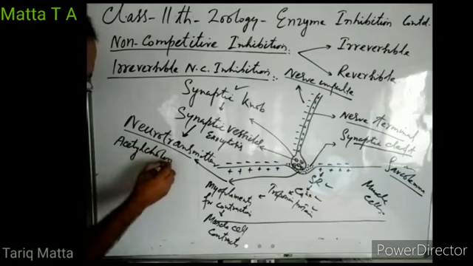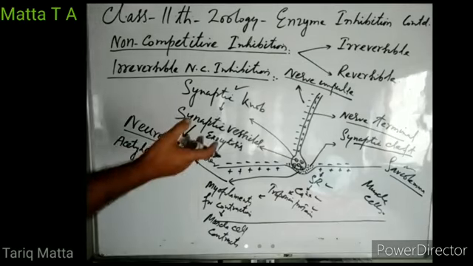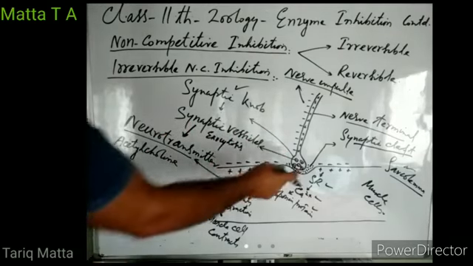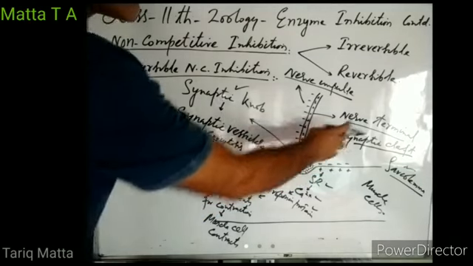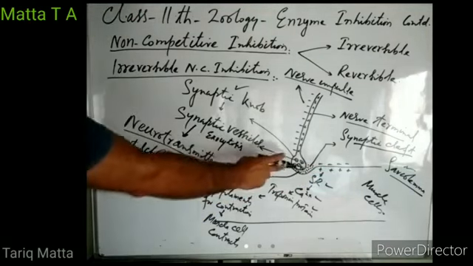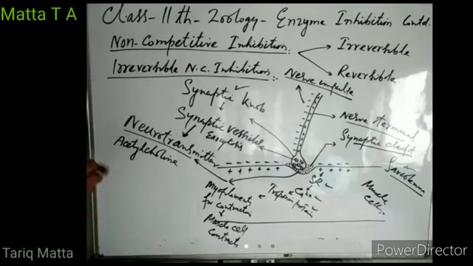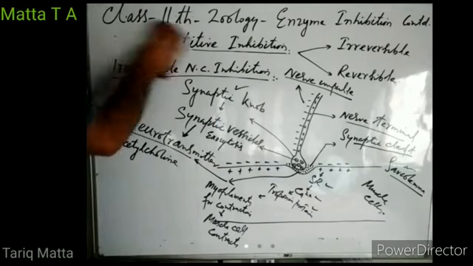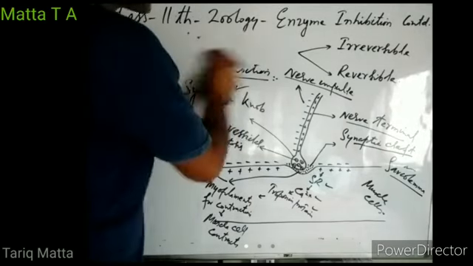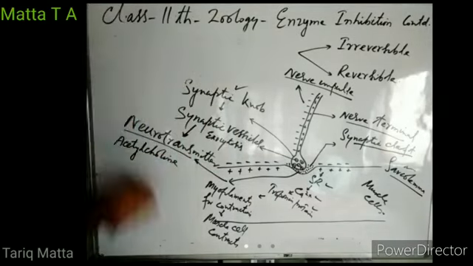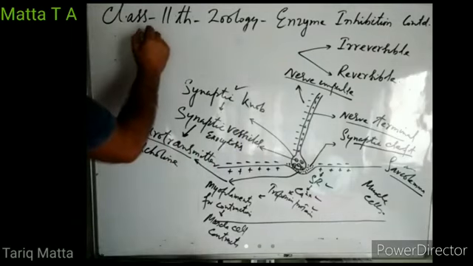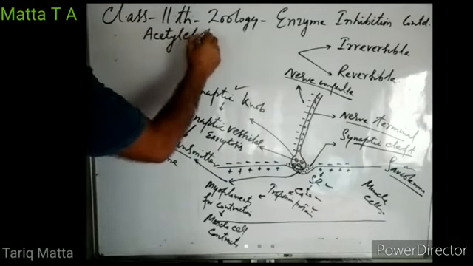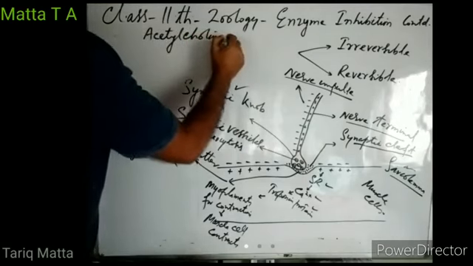Now, if we want muscle to relax, then this neurotransmitter must be removed from the synaptic cleft. So how will this neurotransmitter, acetylcholine, be removed from the synaptic cleft? It will be removed by the help of an enzyme. There is an enzyme known as acetylcholine esterase.